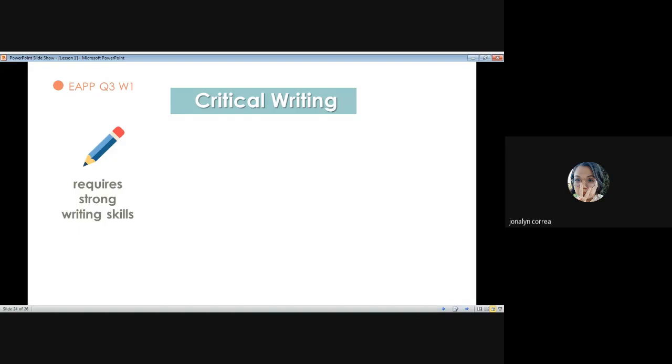In this critical type of writing, you are required to have strong writing skills. So if you are not yet that good, critical writing is something for you to aim for once you have developed in writing. Next, you need to thoroughly understand the topic and the issue. So you're not basically, kumbaga, parang bato lang ng bato ng idea. You should always understand what you're saying.